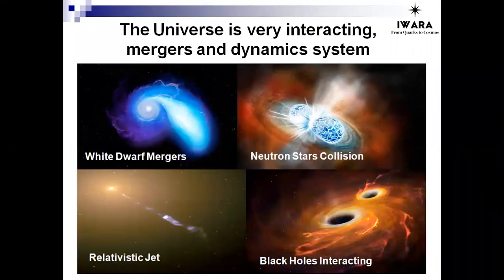The universe is a very interacting and dynamic system. For example, white dwarf mergers, neutron star collisions, relativistic jets, and black hole interactions. Of course, for numerical simulation of these phenomena, we need a new numerical method and an efficient numerical solver, and we use top supercomputers for numerical simulation.